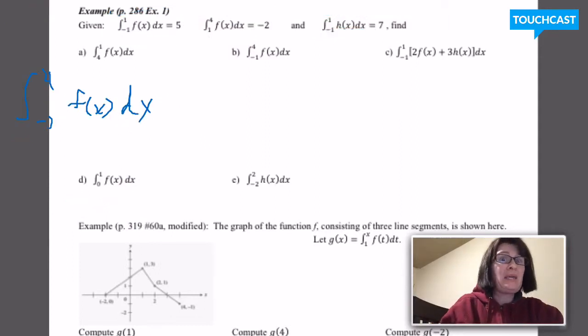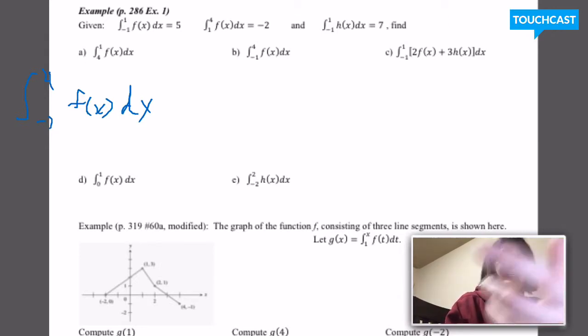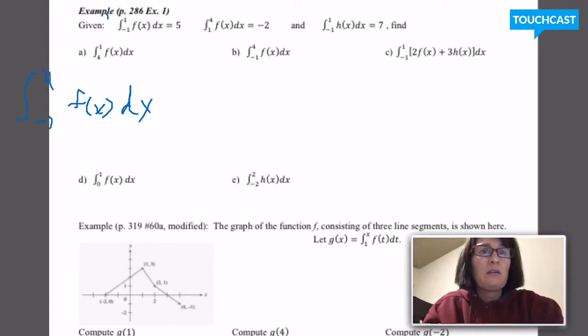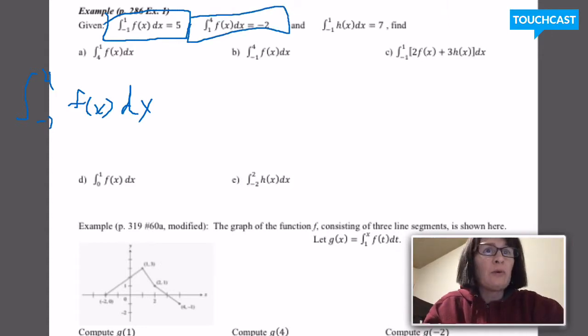Here's the next part, part B. I've been asked to find the integral from -1 to 4 of f of x. I don't know that. I haven't been given that information. But notice I have been given the area under the f curve from -1 to 1 and the area under the f curve from 1 to 4. Notice that upper limit matches that lower limit. So I can use that to rewrite an expression here.